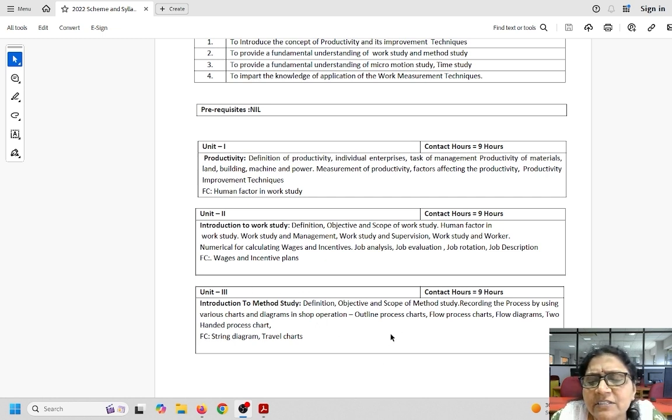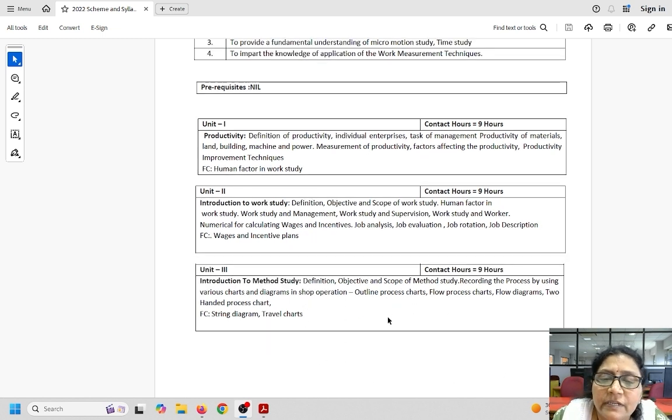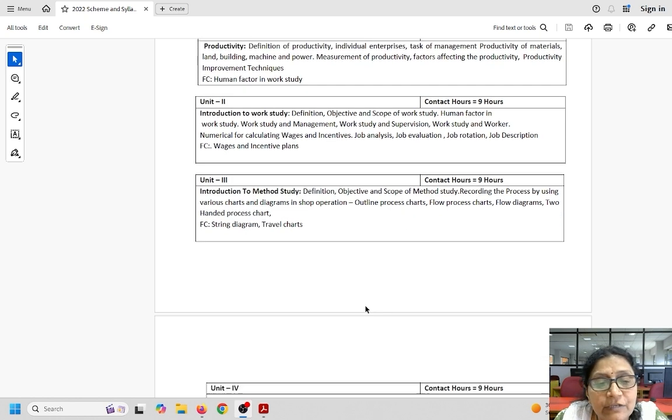That you are going to learn, and various charts and diagrams you are going to learn, which even today are very, very popular in every industry, where we can do the flow process chart or flow diagram. We can use two-handed process chart if it is assembly type of operation, string diagram, table chart. Almost all industries are using these charts even today. This is a very, very important subject for mechanical, also for the software industries, or maybe any industry. You can apply these techniques, and you can improve the productivity of the organization.